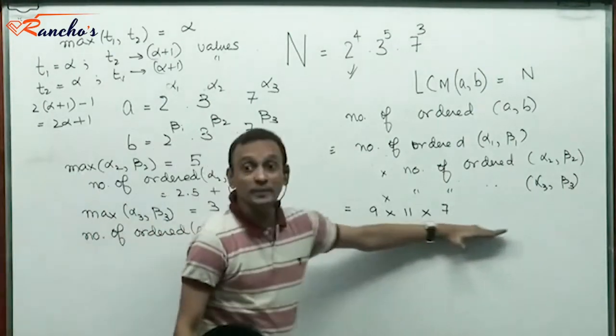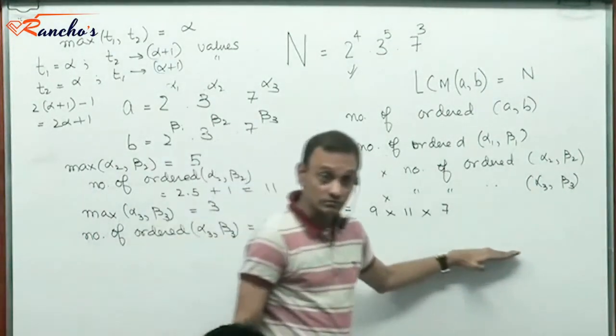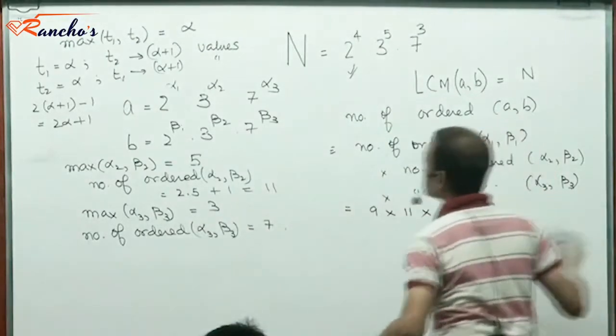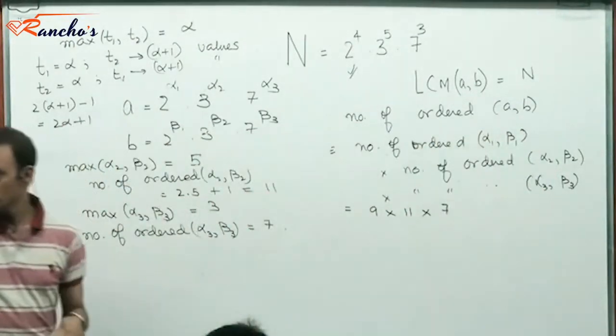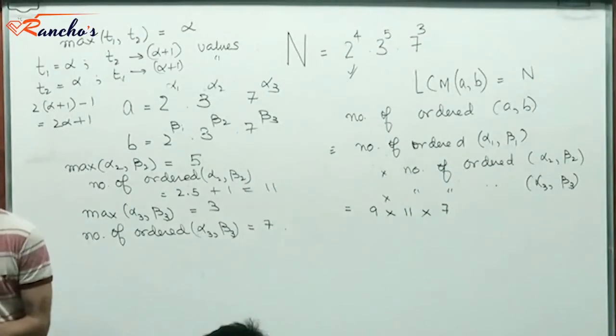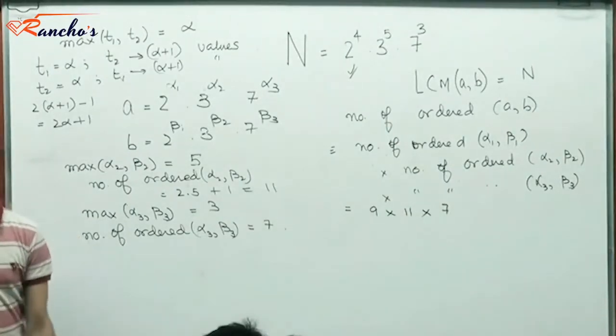In these many ordered pairs, 9 into 11 into 7. Can I wipe this off? Let me also teach something here.